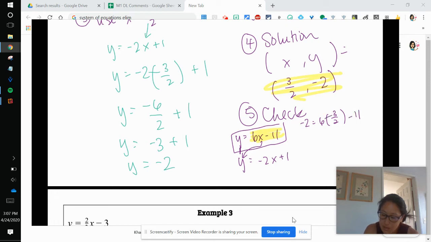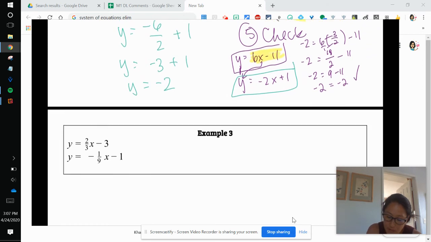And I get 6 times 3 is 18, and then 1 times 2 is 2, minus 11. Bring down the minus 11, bring down the negative 2. I get negative 2 is equal to 18 divided by 2 is 9, minus 11. So negative 2 is equal to negative 2. So that solution verifies. Now we need to check the bottom one.